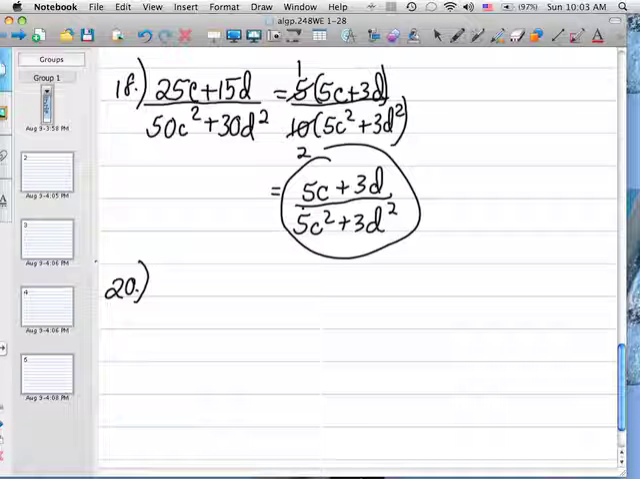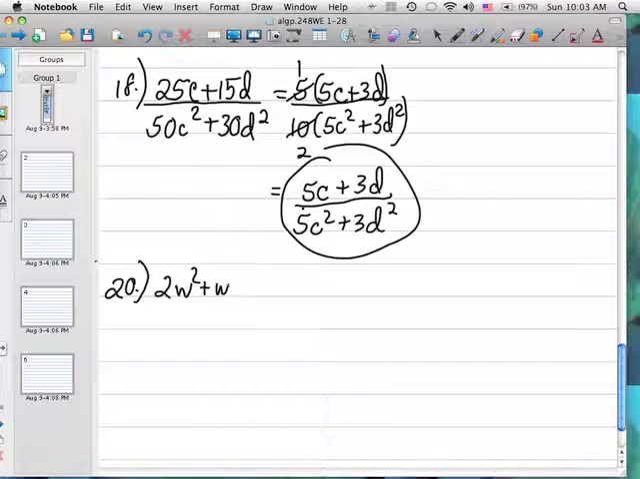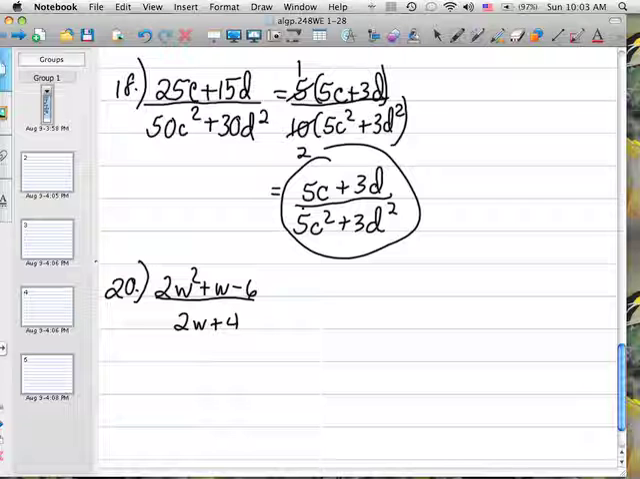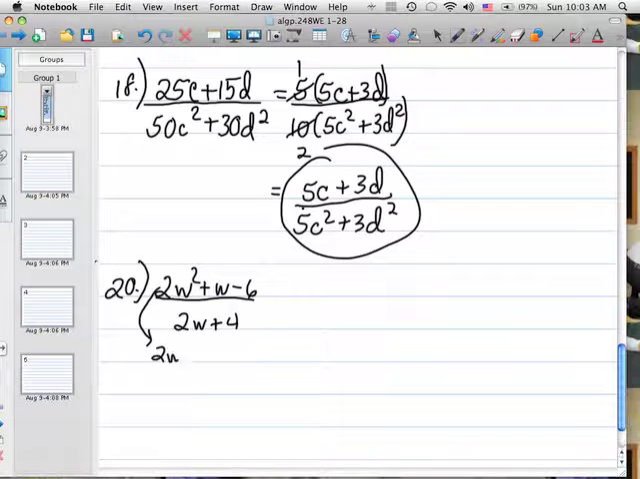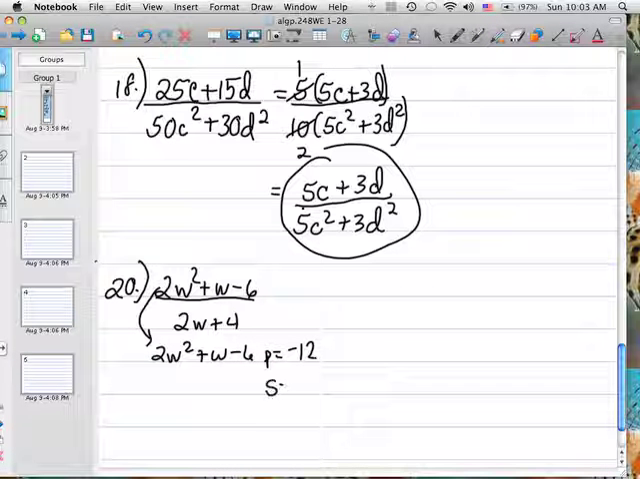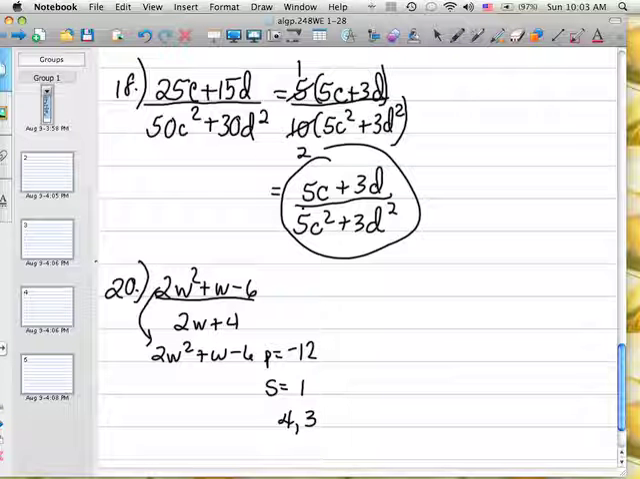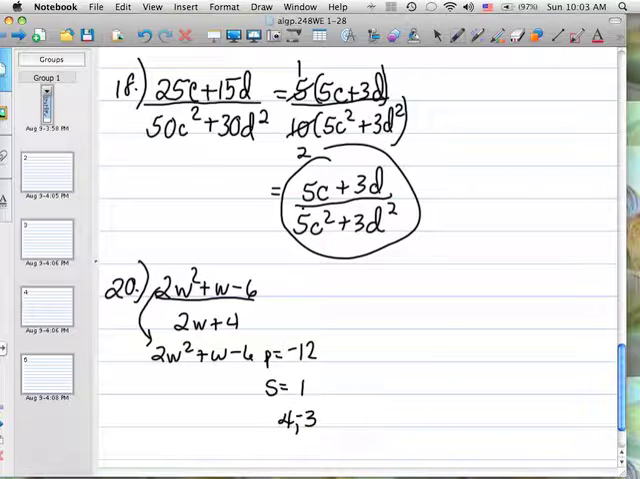Number 20, you have 2w squared plus w minus 6, and on the bottom 2w plus 4. This has to be factored, and we'll just do it down here. 2w squared plus w minus 6. Product is negative 12. Sum is 1. So the two numbers that would work would be 4 and 3. And since the sum is positive 1, the 3 is negative.